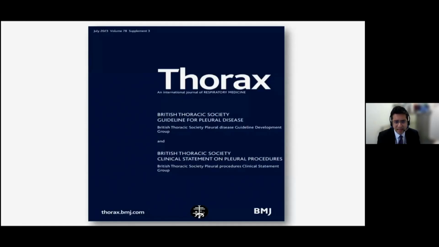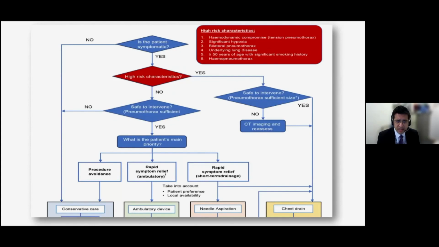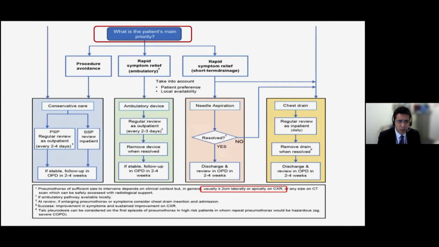So finally, the BTS 2023 guidelines. As I said, these focus on the patient's symptoms and what the patient's priority is. If the patient's not symptomatic, then you can probably manage them conservatively. If they have high-risk characteristics, so they're hemodynamically unstable, hypoxic, or have underlying lung disease or hemopneumothorax, then you may want to intervene with a chest drain. But as you can see here, the options are, does the patient want to avoid a procedure? Then you can do conservative management, but you need a mechanism of closely observing them. We try and see patients every couple of days, or give them a telephone call to see how they're doing, and want to see them quickly if there are any symptoms.